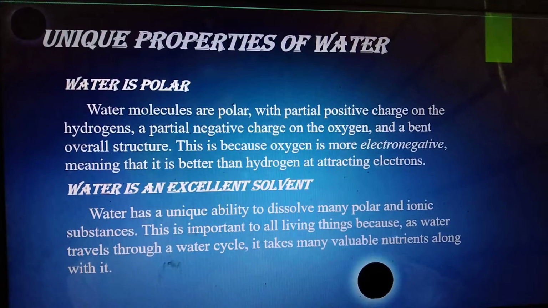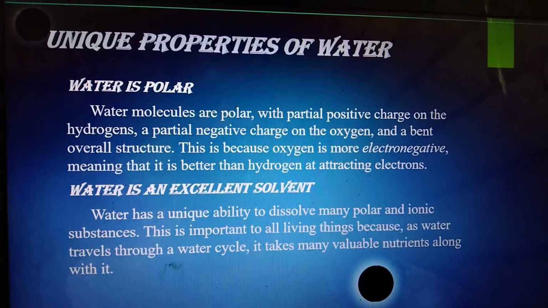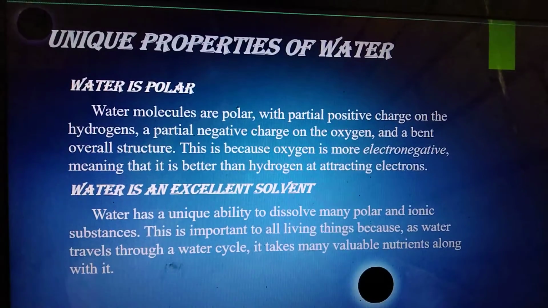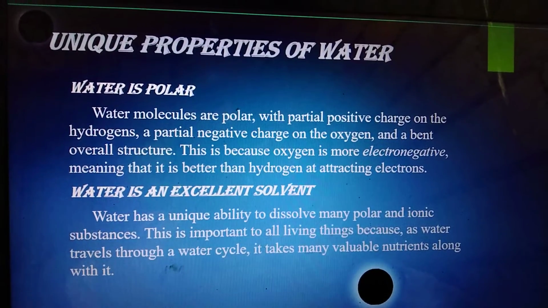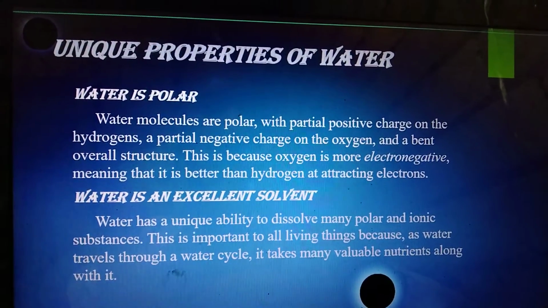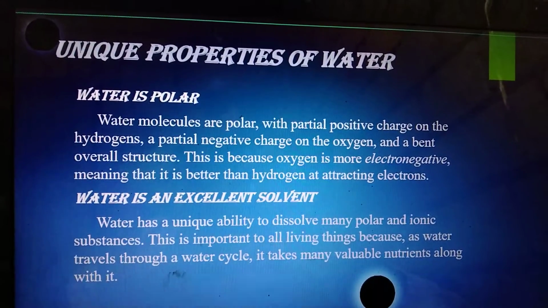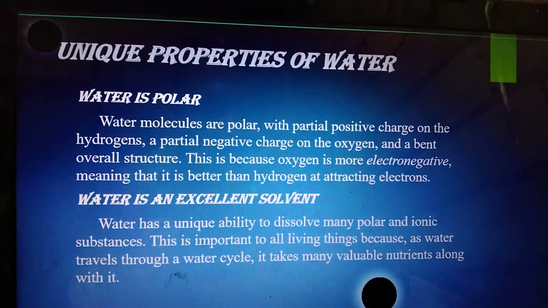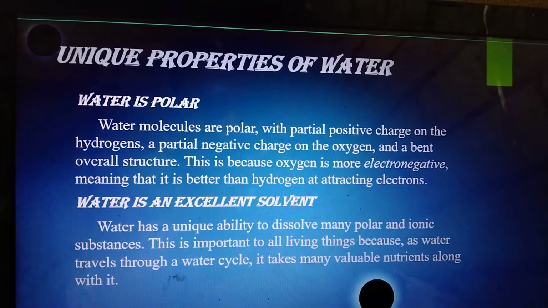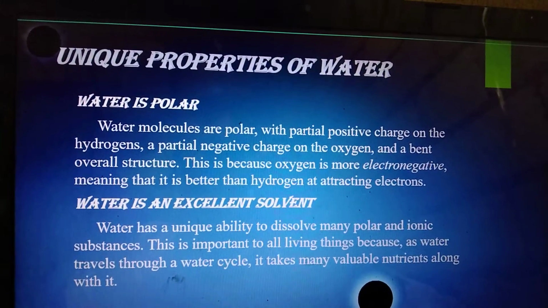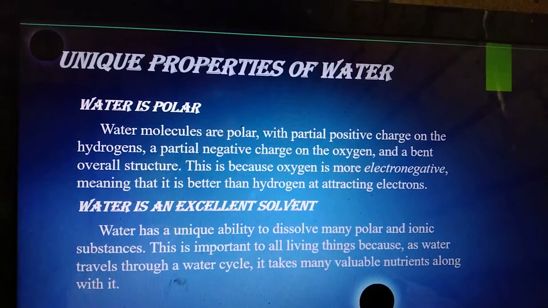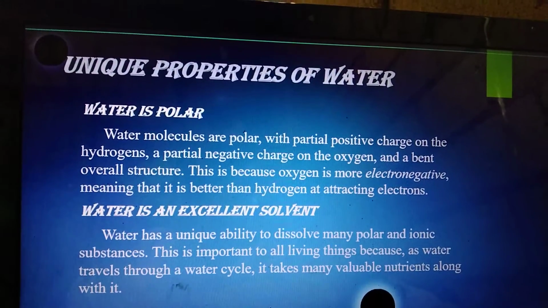Here are the unique properties of water. Water is polar. Water molecules are polar with a partial positive charge on the hydrogens, a partial negative charge on the oxygen, and a bent overall structure. This is because oxygen is more electronegative, meaning that it is better than hydrogen at attracting electrons.